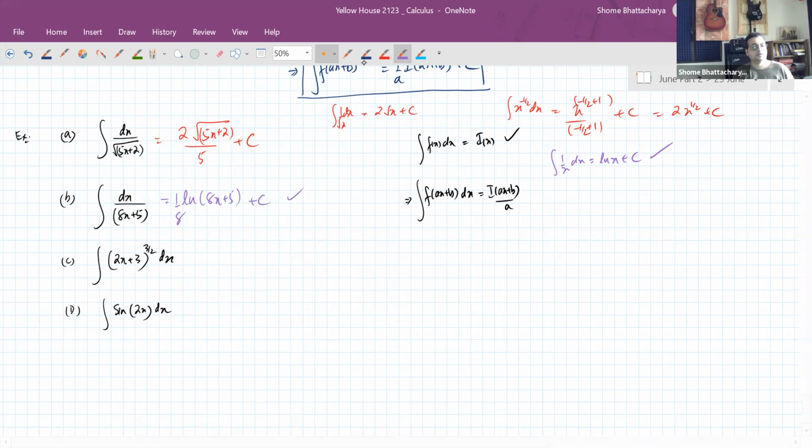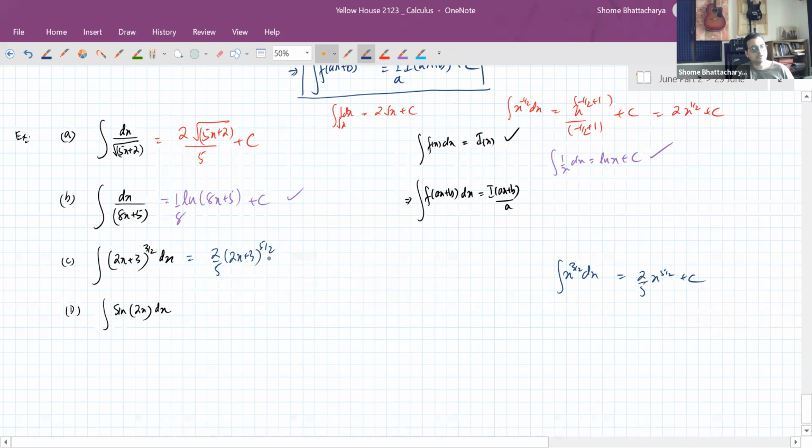Okay. Then similarly, this one will become, so integration of x to the power 3 by 2, as seen earlier today, is 2 by 5 x to the power 5 by 2 plus c. So this will become 2 by 5 into 2x plus 3 to the power 5 by 2, but then we have to also divide by another 1 by 2 because of this. Okay, become like this.